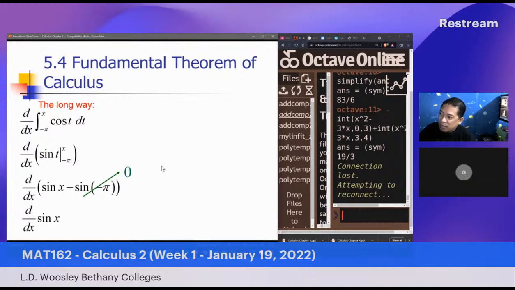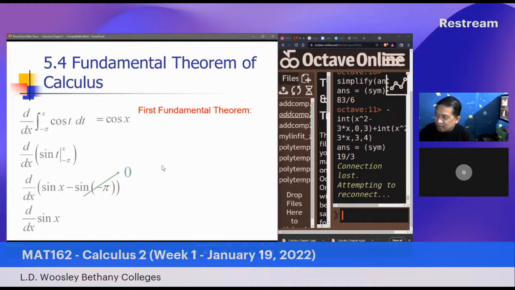Buti na lang. No? So, ang maiiwan dyan, derivative of sine of x, which is equal to cosine x. Diba? First fundamental theorem. Bumalik lang siya, nagkaroon lang ng new variable. Alright? So, yun yung ano natin dyan.